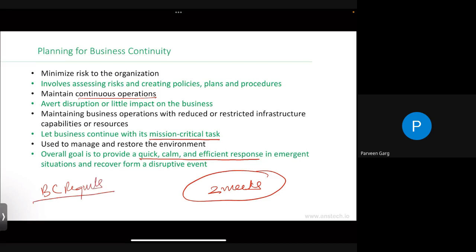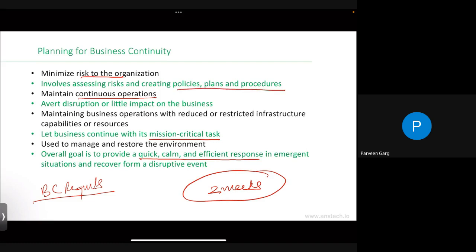They have not understood which systems are critical for their functioning and how to give a quick, calm and efficient response, even if a disaster strikes, and make the mission critical tasks keep running. There is no complete disruption, no complete failure of a subsystem or a system. So that is how you plan for business continuity. It involves firstly minimizing risk to the organization and creating policies, plans, and procedures. You need to have a business continuity plan.